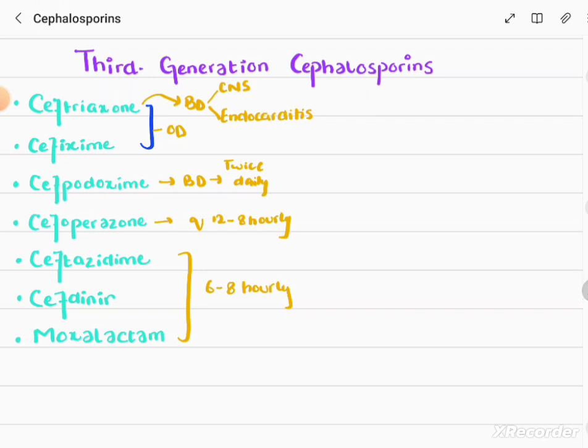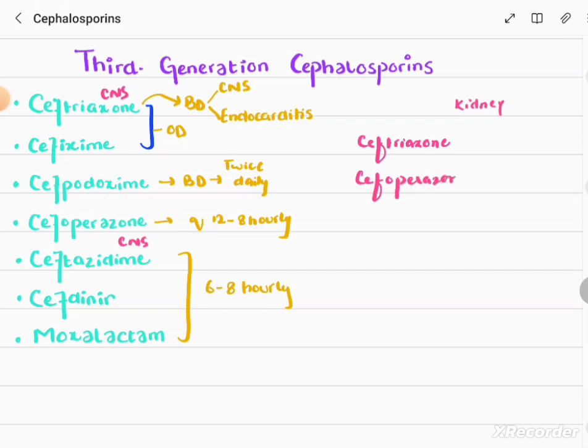They all achieve good penetration in all the body tissues. Ceftriaxone and ceftazidime are unique in the sense that they cross the blood-brain barrier and have good penetration in the CNS, and they are usually used for the treatment of meningitis. Now, all these drugs are excreted by the kidneys, except for 2 drugs which are excreted by the liver. The 2 drugs that are excreted by the liver are ceftriaxone and cefoperazone.